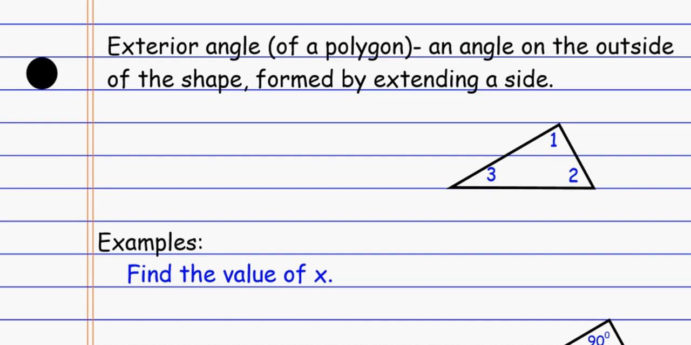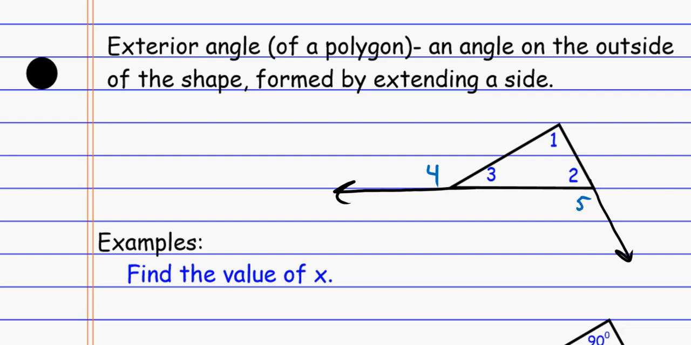For example, in this one, I've got a triangle with angles 1, 2, and 3. If I take any one of these sides, like this bottom side, and I just extend it out a little bit, notice it creates another angle next to angle 3. I'll call it angle 4. So angle 4 would be an exterior angle of this polygon. And at each of the corners, I can create an exterior angle. Like here, next to 2, I could extend this side, and that would create an exterior angle next to 2. I could call it angle 5.